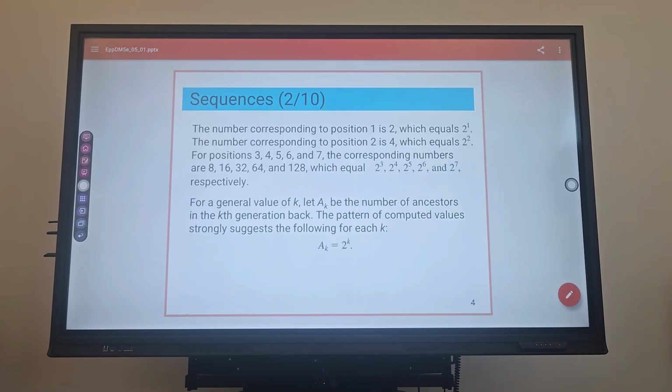For a general value of k, let a sub k be the number of ancestors in the kth generation back. The pattern of computed values strongly suggests the following for each k: a sub k equals 2 to the k.